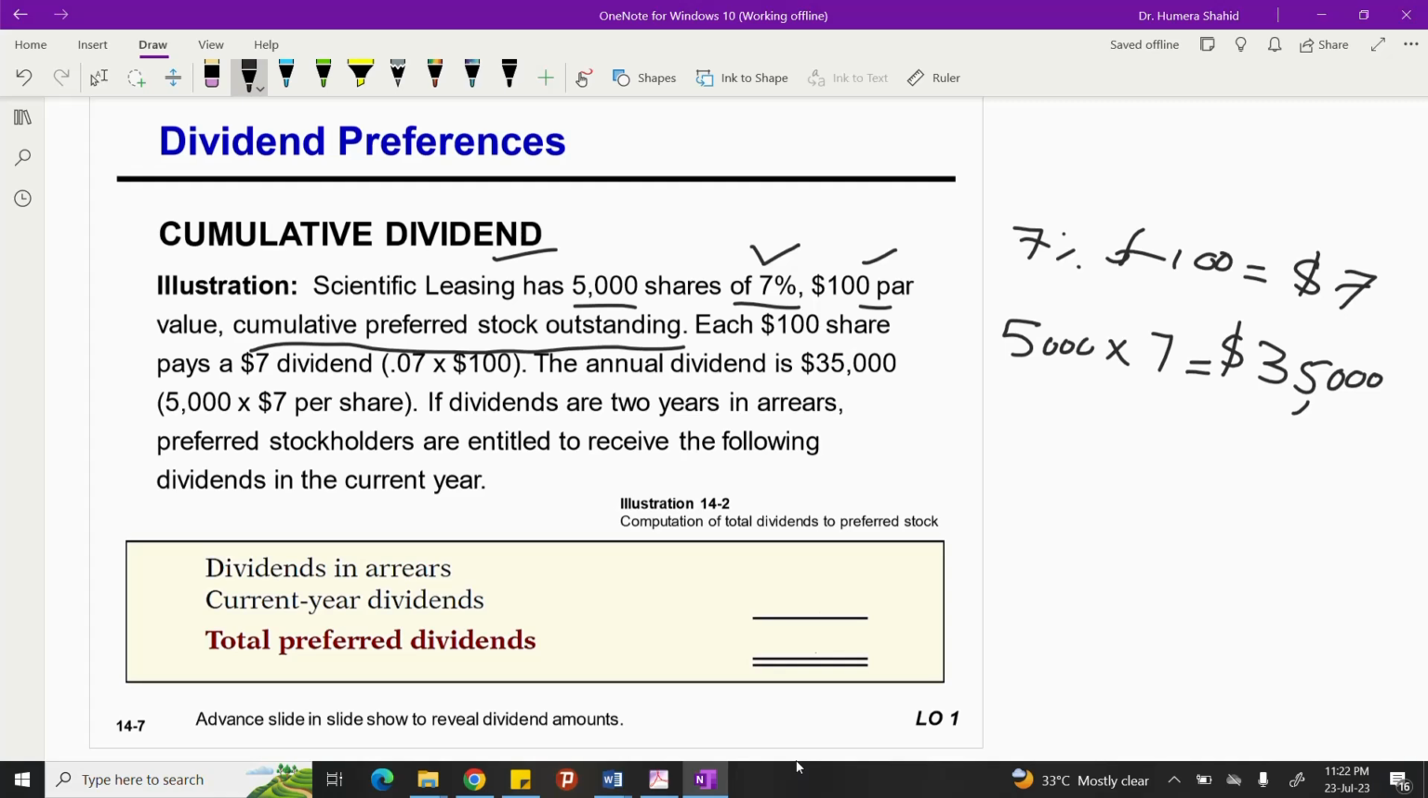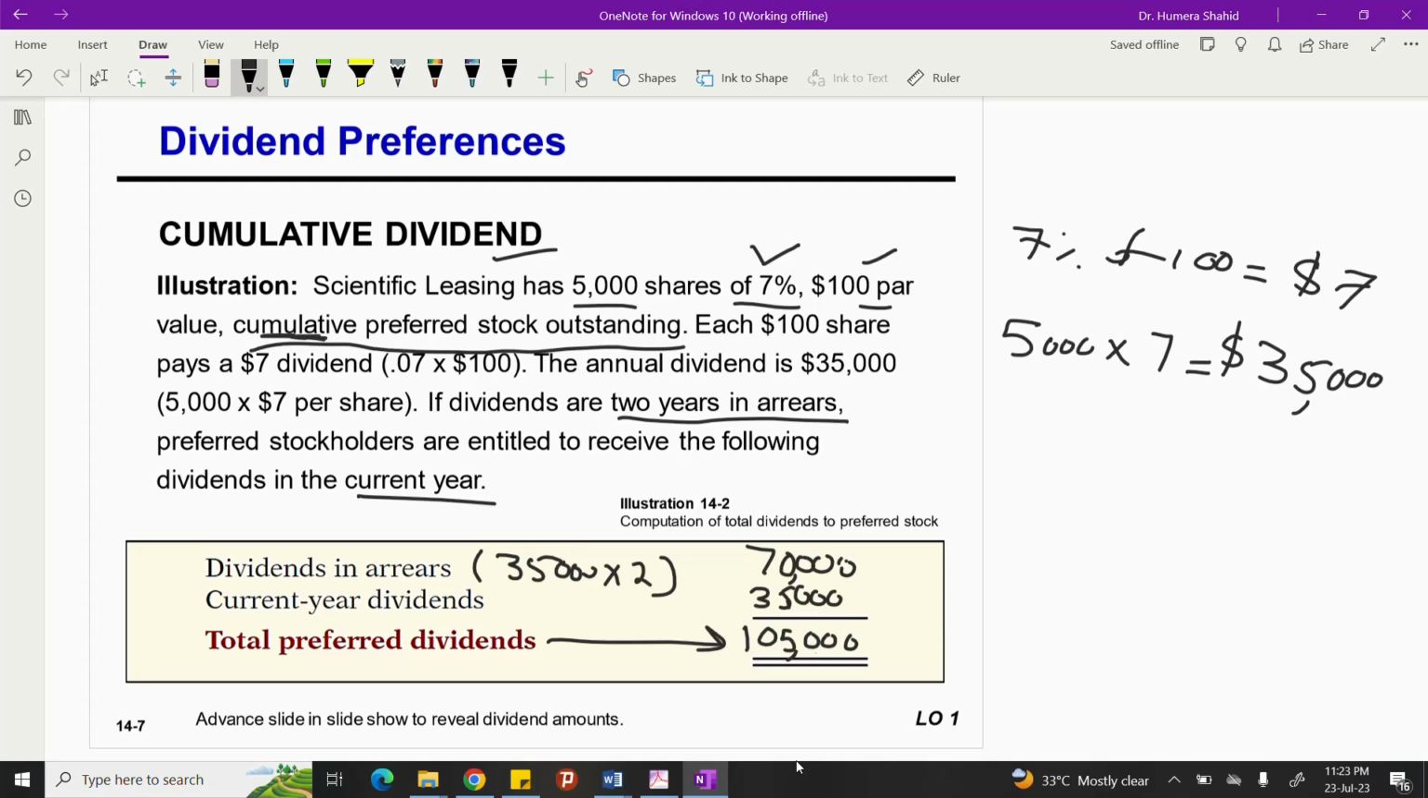If the dividends are 2 years in arrears, meaning the last 2 years' dividends are payable and still in arrears, it's cumulative. So in the current year the dividend will be paid, which is 35,000, and also the last 2 years. The last 1 year's dividend is 35,000, but they said 2 years, so together 70,000 of arrears will be paid out. So how much dividend will be paid to the preferred stock? That will be 105,000. This is the total dividend preferred stock will charge.